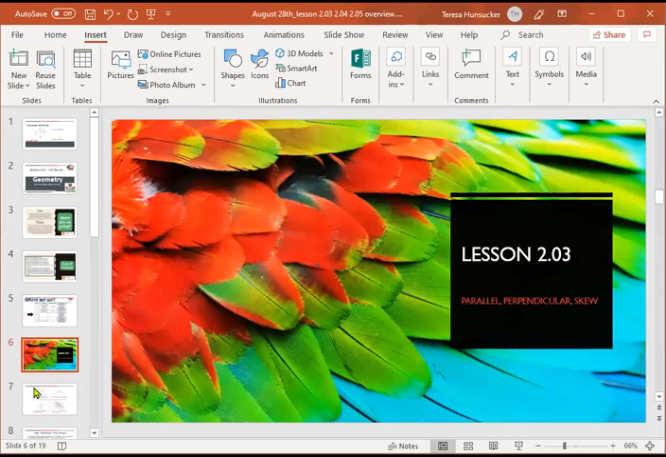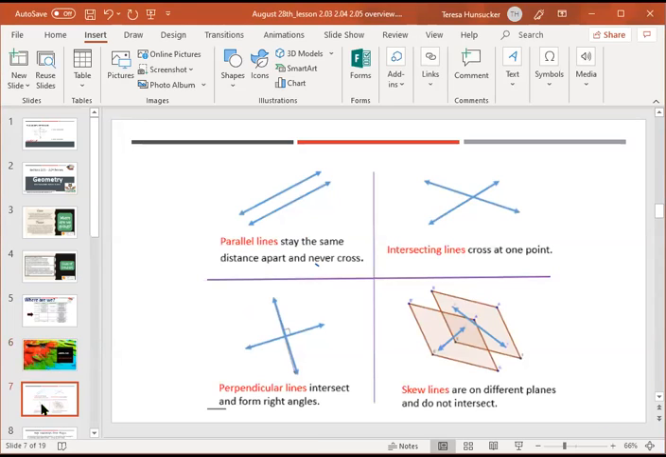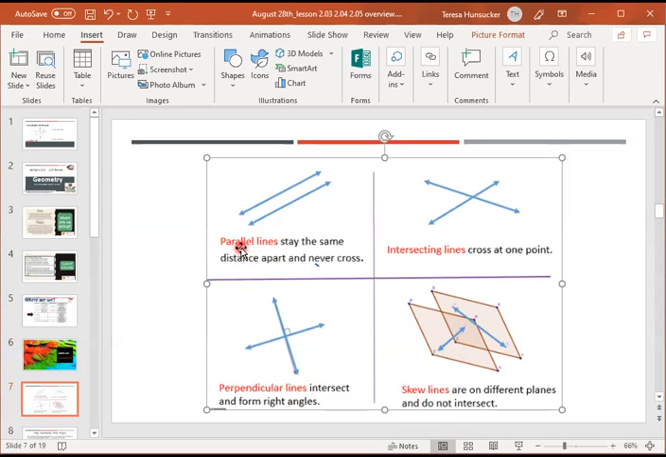All right, lesson 203. Remember parallel and perpendicular lines, okay? Have a look right here. Parallel lines stay the same distance apart and never cross. What else can we add to that definition? What's missing? We just spoke about it. What do we know about parallel lines compared to skew lines? Skew lines are on different planes and do not intersect, okay? But what can we add to this definition of parallel lines to make it even better?